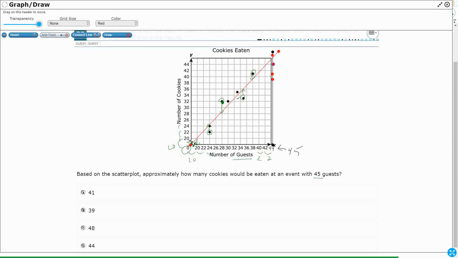All right, so which one happens to be closest? Well, that 48 is a little bit off our scale, but that looks to be our closest. It's a little bit above where we drew our trend line. So that will be our answer, C.